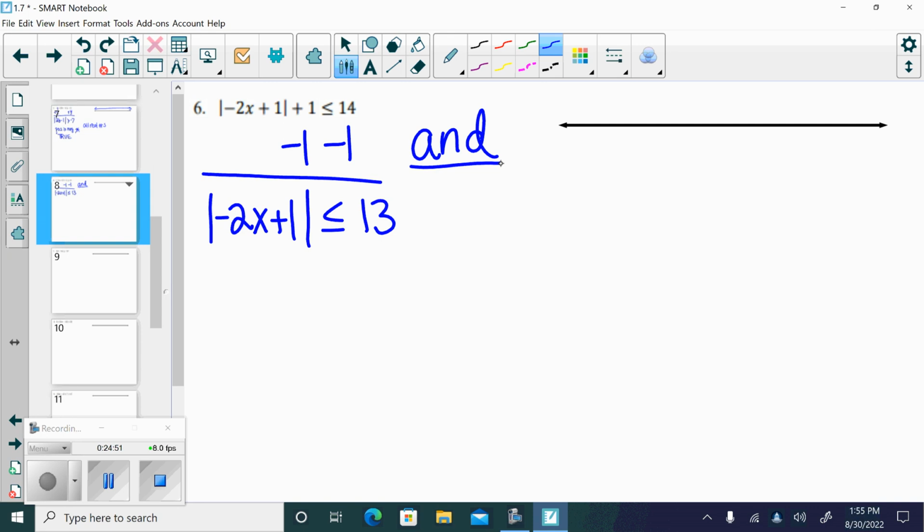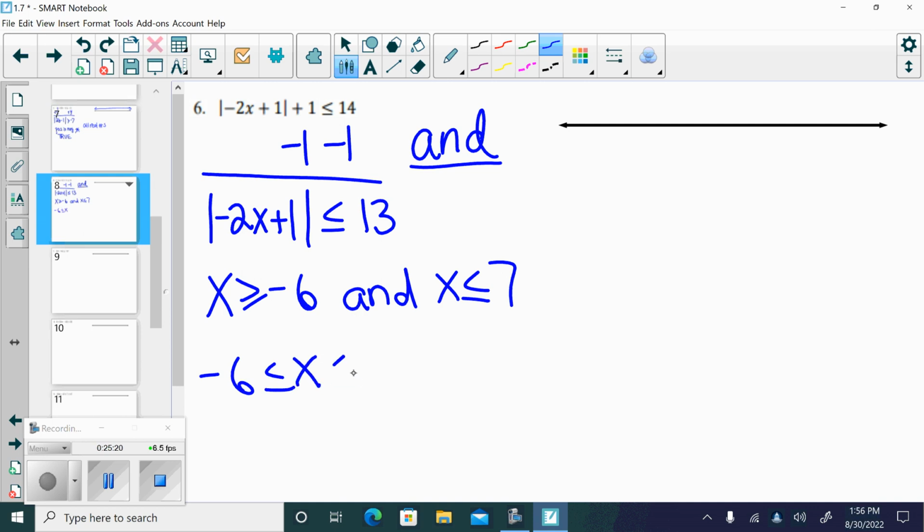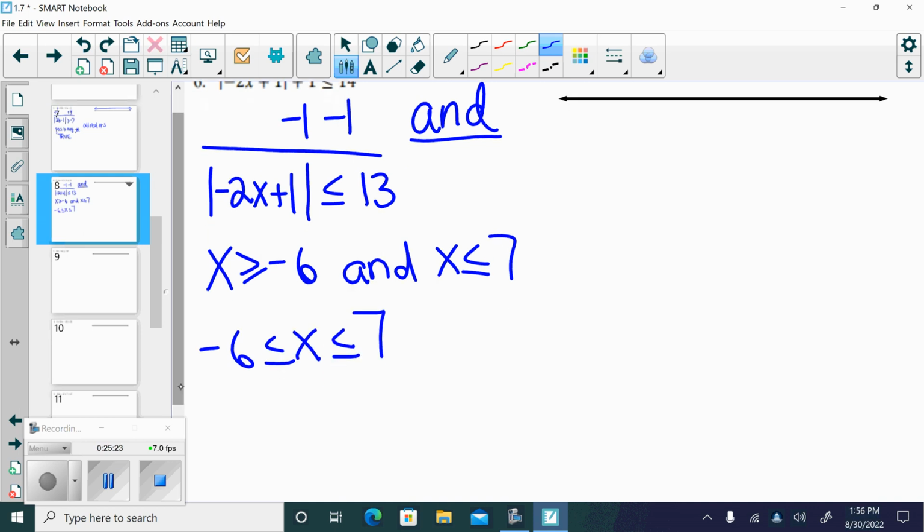Okay. So you get x is greater than or equal to -7, and x is less than or equal to 6. That's your answer. X is greater than or equal to -7, and x is less than or equal to 6. So as an inequality notation, -7 is less than or equal to x, which is less than or equal to 6.